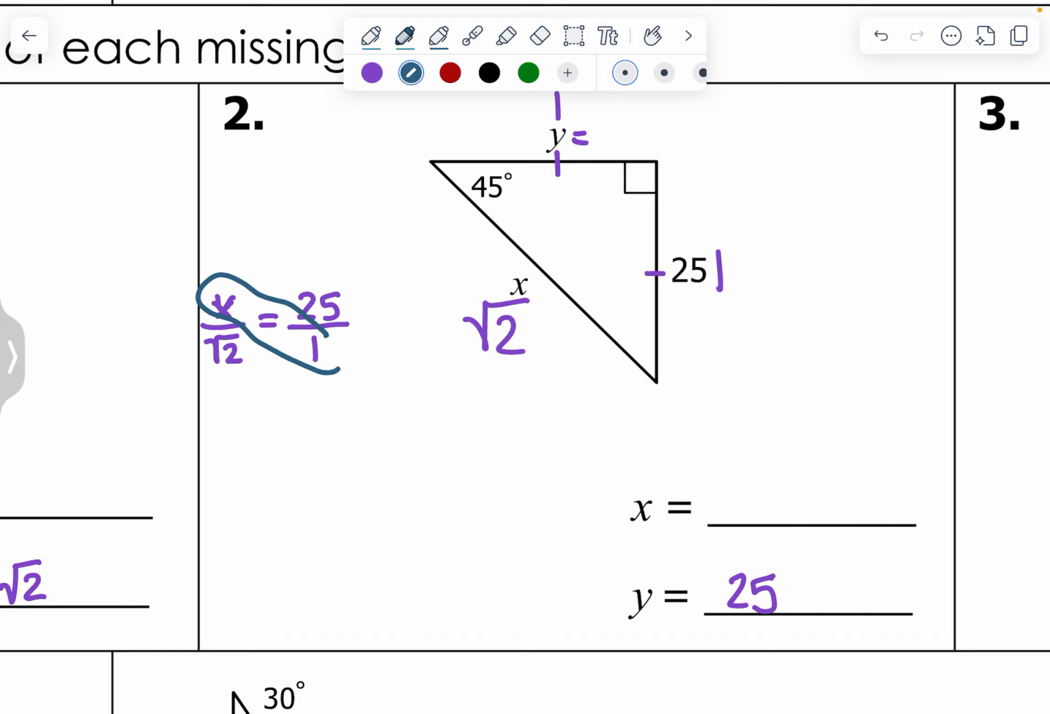And so now we need to butterfly. We need to cross multiply. X times 1 is just x. And then 25 times radical 2 is 25 radical 2.